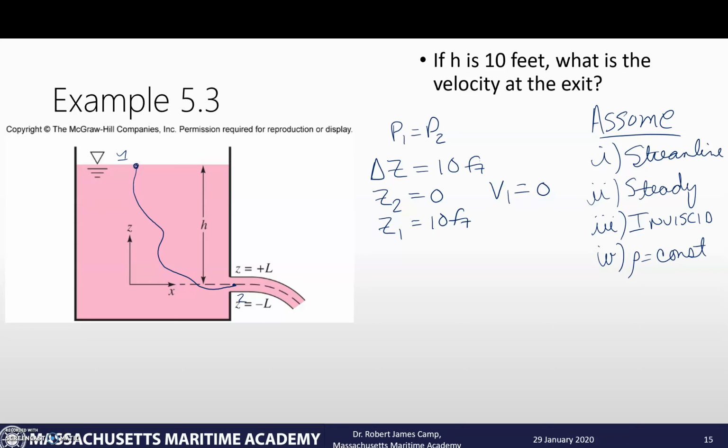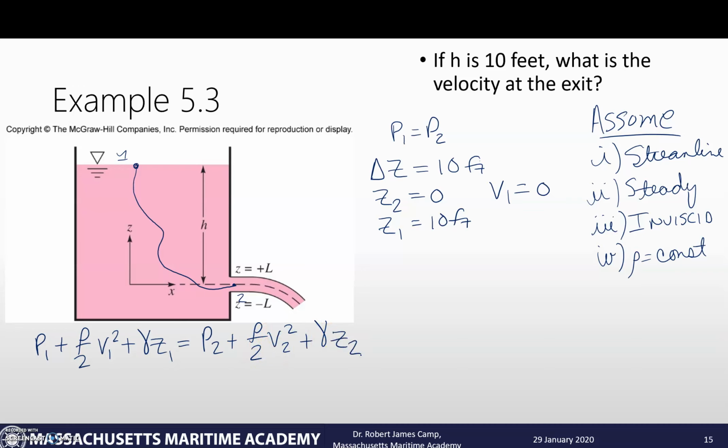Now, let us write Bernoulli's equation between those 2 points. Pressure 1 plus density over 2 velocity 1 squared plus gamma z1 is going to be equal to pressure 2 plus density over 2 v2 squared plus gamma z2.